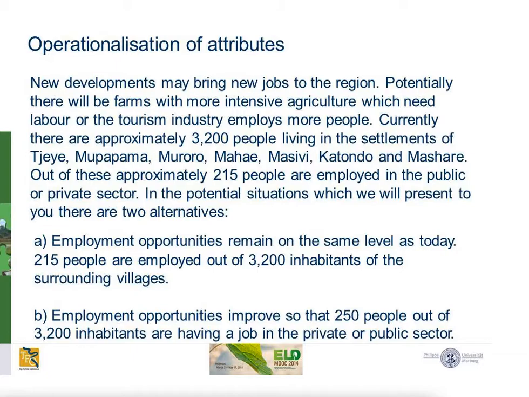It's just a small one, but it is also important to consider when you design a conjoint design that the attribute levels should be in the range of what is indeed realistically possible to happen in a certain period of time.